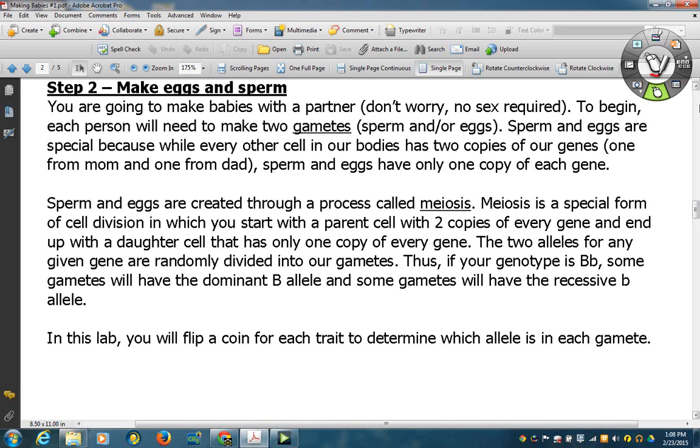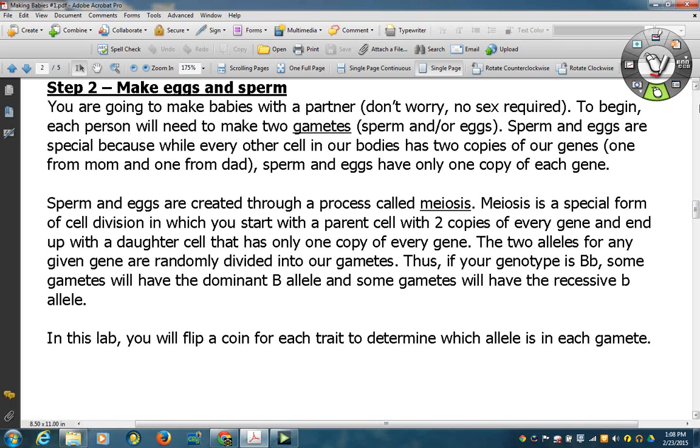Sperm and eggs are special because instead of having 2 copies of a gene, they only have 1 copy of a gene. Sperm and egg cells are created through a process called meiosis. We learned it. Meiosis is a special form of cell division, in which you start with the parent cell with 2 copies of every gene, and you end up with 4 daughter cells. They're all independently different, but they all came from the original cell.